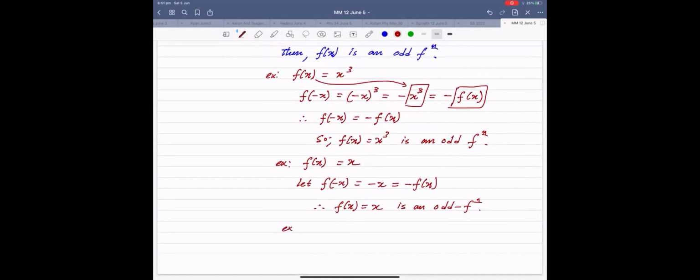Right. Another example. f of x is equal to x to the power 5. Then f of minus x. This is the odd-even test, right? Odd-even functional test. If you have x here, that means you should have minus x here. So the power is odd, so it's going to be minus x to the power 5. That is nothing but minus of f of x. So f of x is equal to x to the power 5 is an odd function.